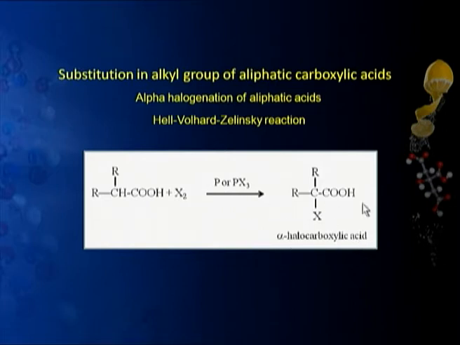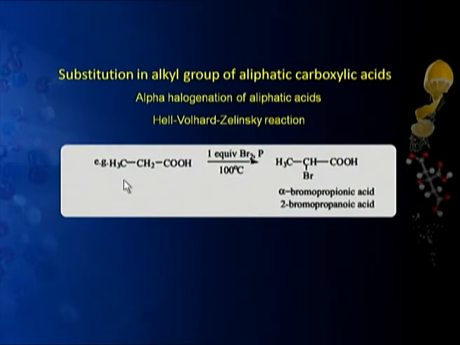These reactions are generally successful when the halogen is chlorine or bromine. Good yields are obtained. Let us take an example of this reaction. Say this is propanoic acid. When it is treated with one equivalent of bromine, I am specifically saying one equivalent of bromine, then we will get this alpha bromo propionic acid or 2-bromo propanoic acid.